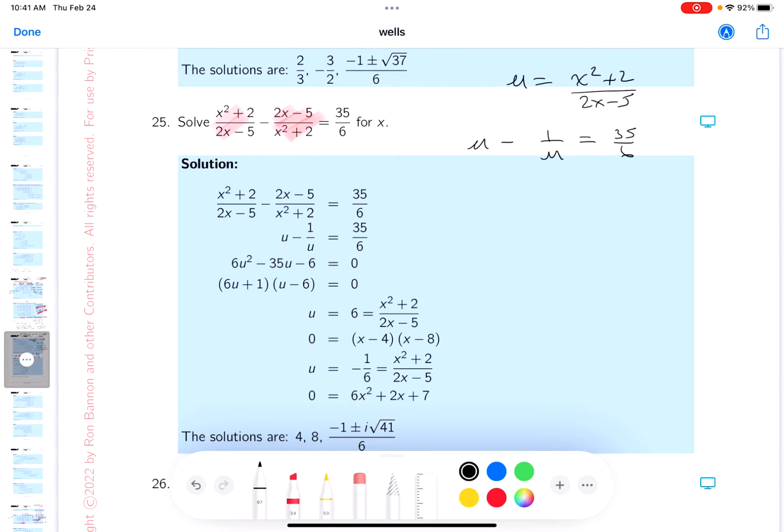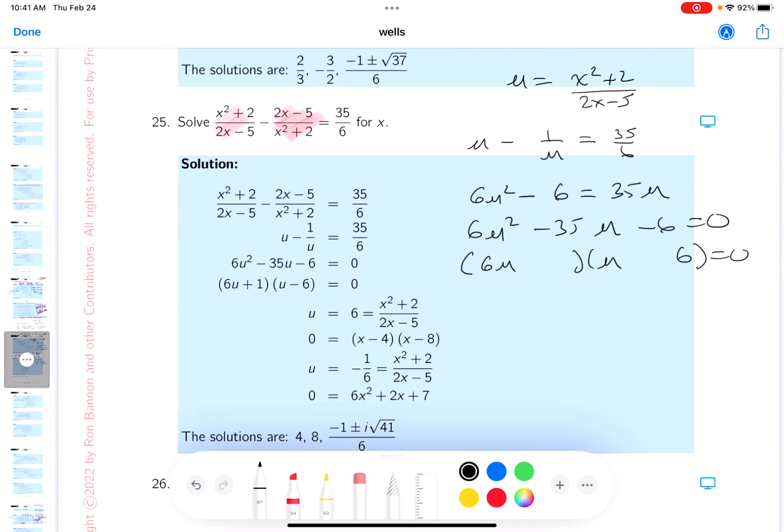What am I going to do? Multiply both sides by 6u. What do you get? 6u squared minus 6 equals 35u. 6u squared minus 35u minus 6 equals 0. I'm hoping this factors nicely. I'm going to say 6u and u, 6 and 1, minus plus, let me just check it. You do get 6u squared. You get minus 36 plus 1 is minus 35, minus 6. Deja vu all over again. This gives u equal to minus 1/6, or u is equal to 6.